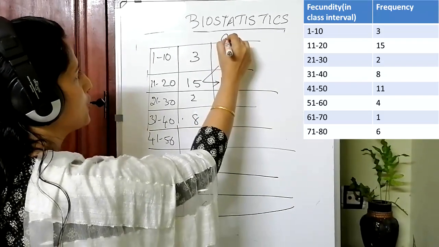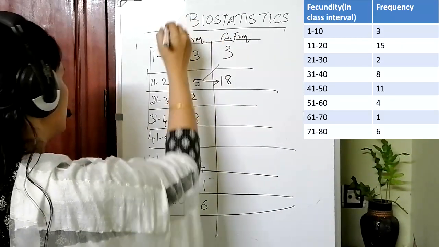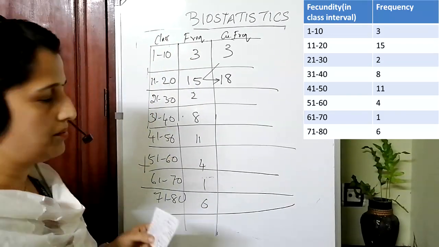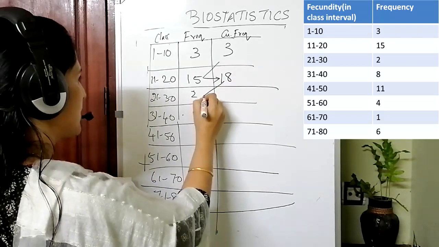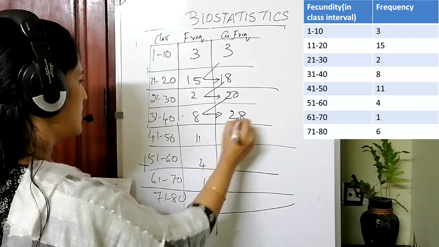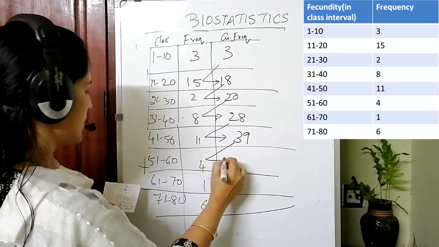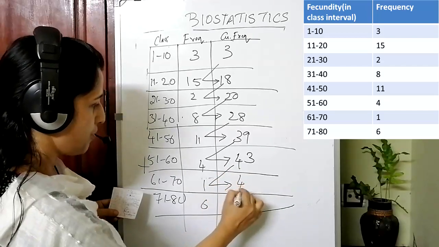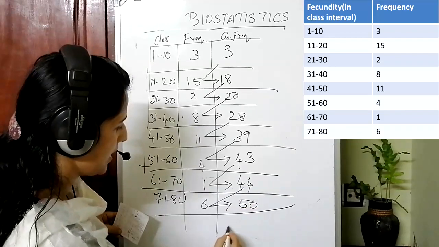This is a column for cumulative frequency. This is frequency, and this is the class interval. Now let's see the cumulative frequency. 18 plus 2 goes to 20, then 20 plus 8 goes to 28, 28 plus 11 goes to 39, 39 plus 4 goes to 43, then 43 plus 1 goes to 44, 44 plus 6 goes to 50, and we have to find sigma F.